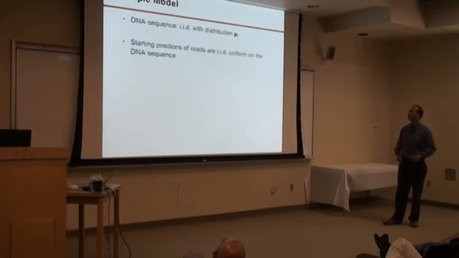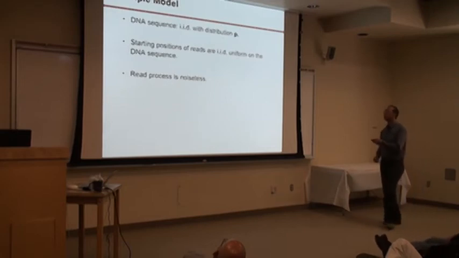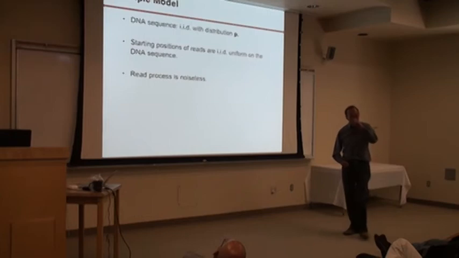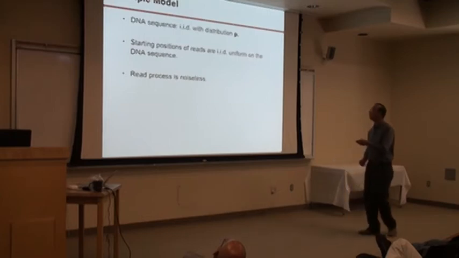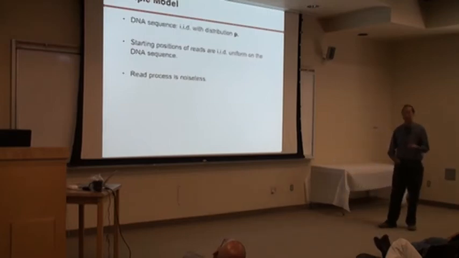Okay. The positions of the reads are IID, uniform on the DNA sequence. This is already mentioned in the question. And I'll assume the read process is noiseless. Now, this noiseless model doesn't seem very good. However, in several technologies, like Illumina, the noise rate is around 1%. So it's not a huge amount of noise that we're dealing with here.